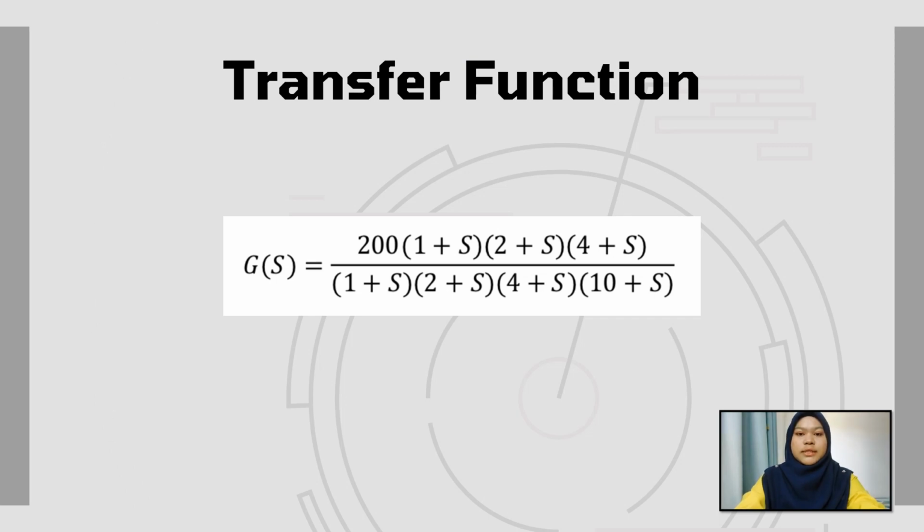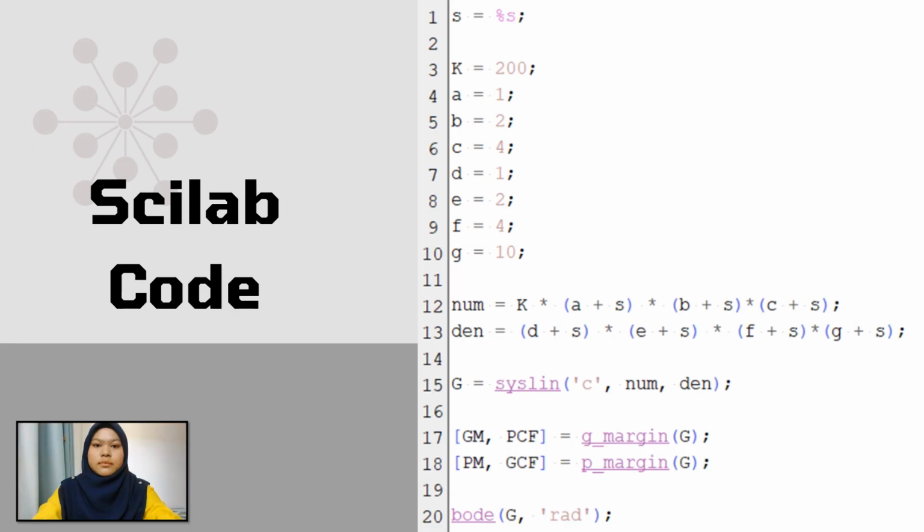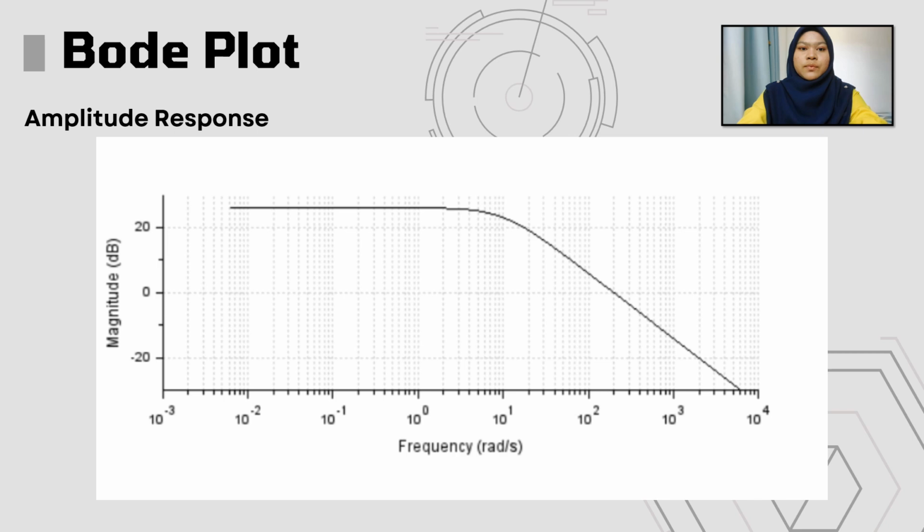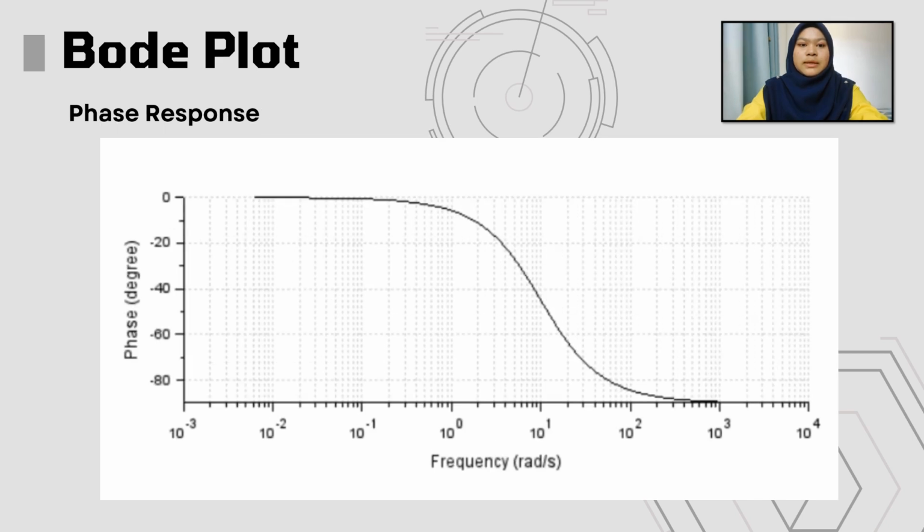For this transfer function, we have one value of k, for both 3, 0 and 4. The value of k is 200. This is the code to find gain margin, phase margin, gain crossover frequency and phase crossover frequency. This is the Bode plot for amplitude response. This is the Bode plot for phase response.